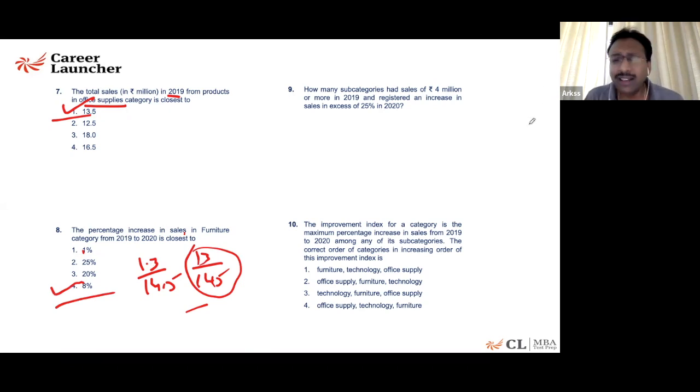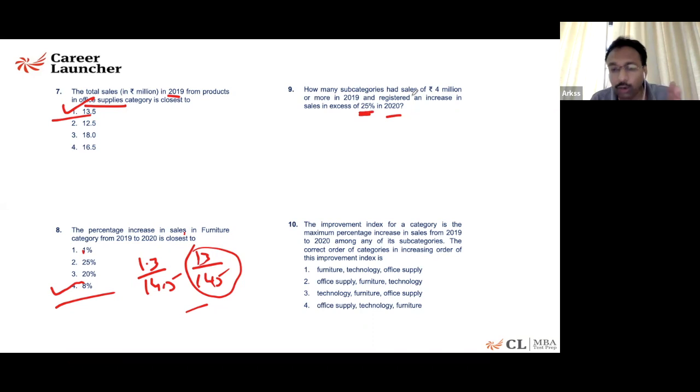Answer has to be 8. Again, I don't even want to look at whether it's exactly correct or not, but it cannot be 20%, it cannot be 25, it cannot be 1 also. Now, look at this. How many subcategories had sales of 4 million or more in 2019 and registered an increase in excess of 25% in 2020?